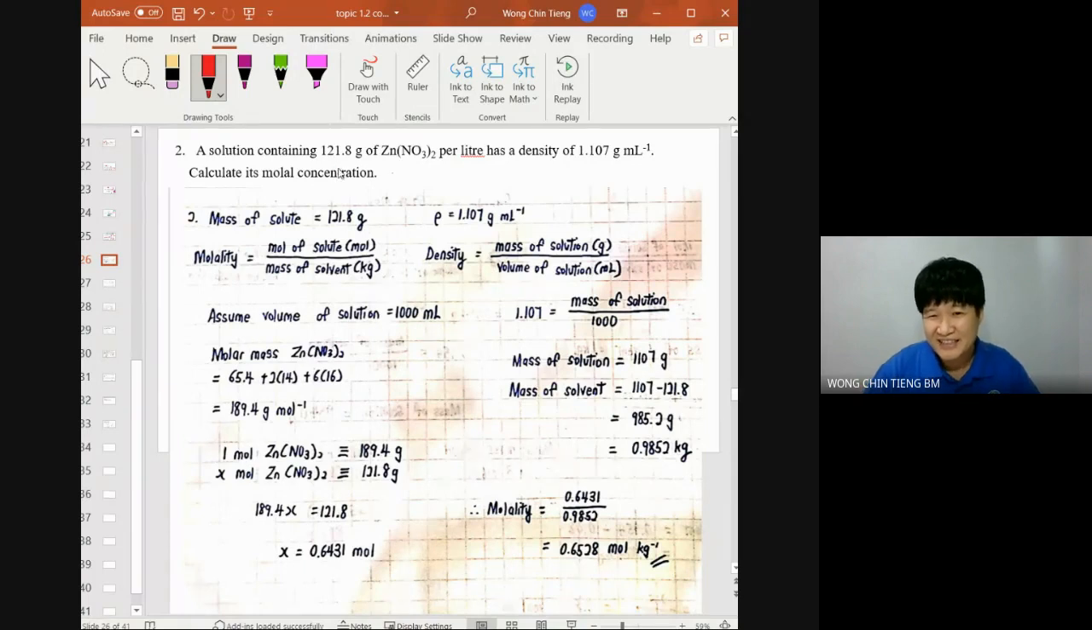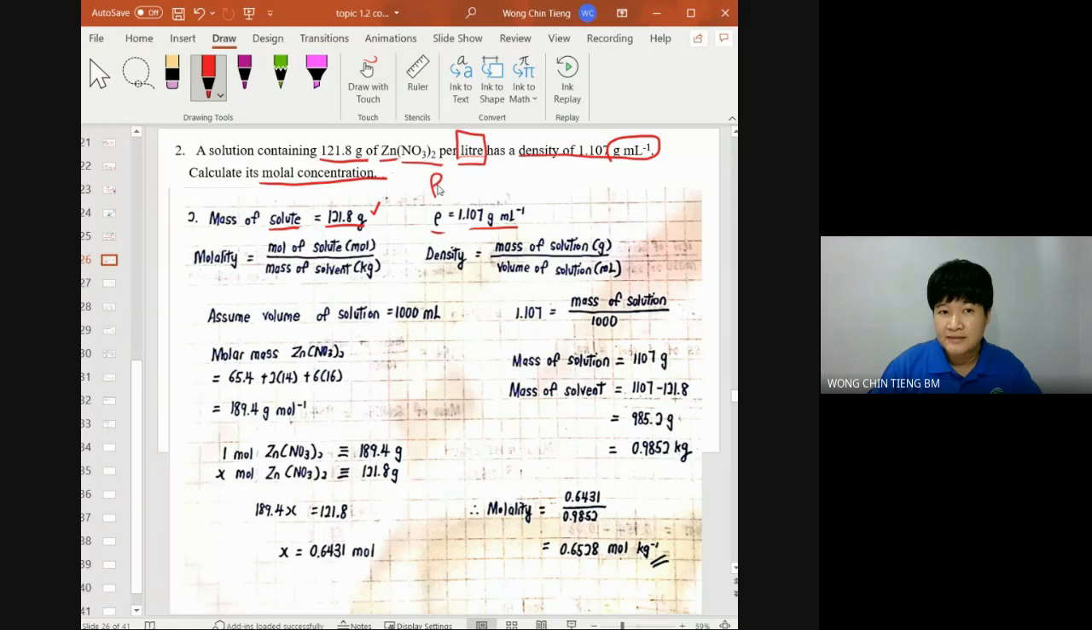Weh, saya tanda. Okay, so over here, a solution contain 1 to 1.8 gram of ZnNO3 per liter has a density of gram per milliliter. Calculate its molal concentration. So question asking for molality. Okay. So over here, the mass of solute, kawan kamu dah keluarkan. The mass of solute 1.1 to 1.8 gram. Keluarkan dah. Density dah dikeluarkan. Just one thing I want to remind you, the density over here is solution.